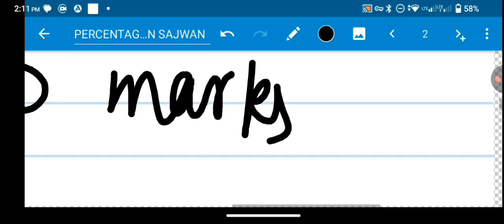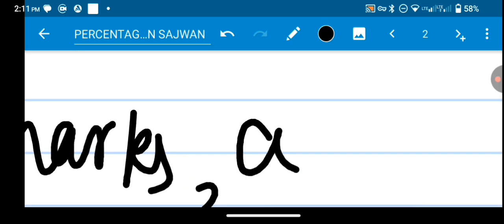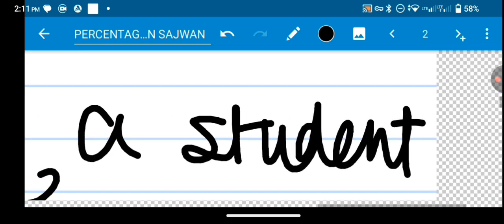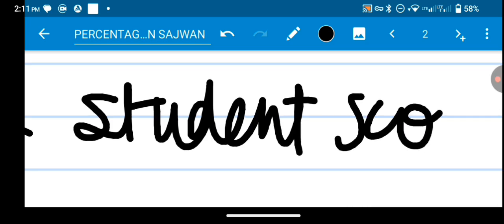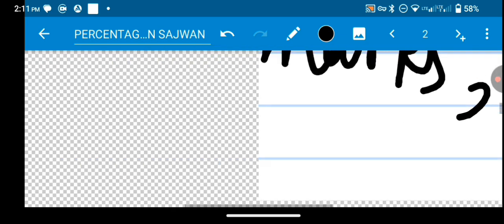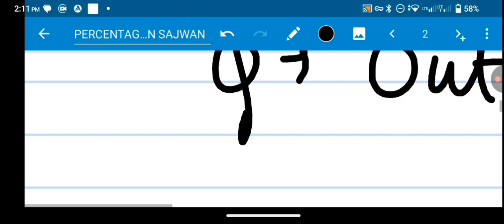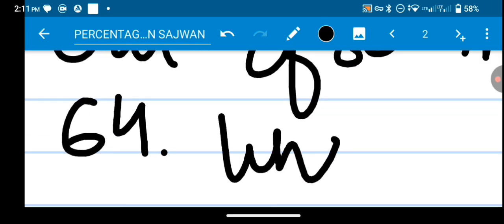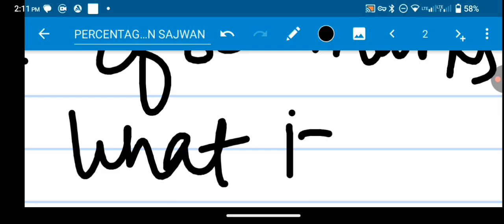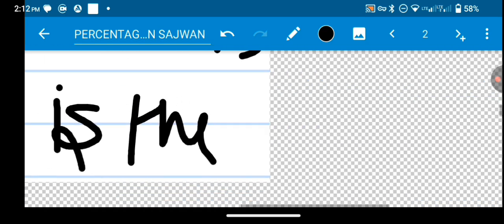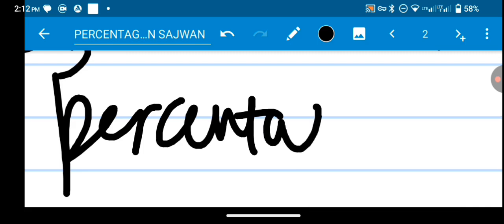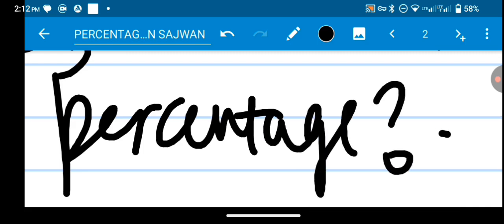Out of 80 marks, a student scores 64. What is the percentage? How will you solve this? What is the percentage? We will read it out step by step.